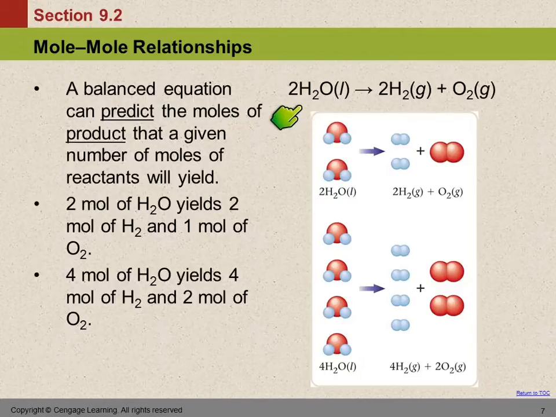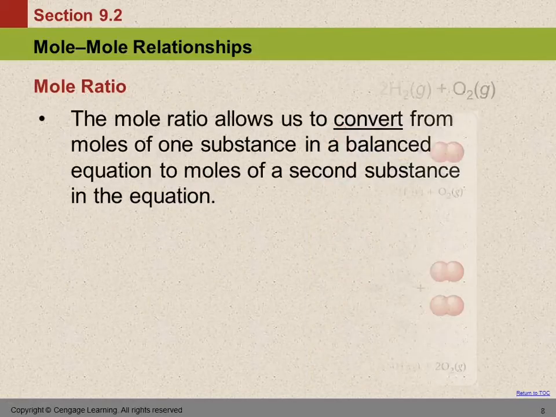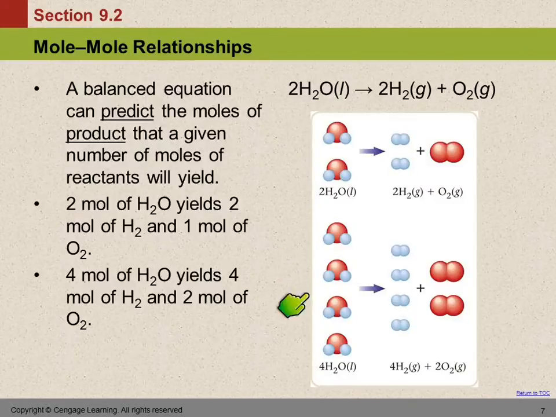Well, if that's true, 2 moles gives us 2 moles and 1 mole, then it's also true that if we doubled it, we would get 4 molecules giving 4 molecules and 2 molecules. That's just taking those coefficients and multiplying them. They're still in the same ratio. 4 to 4 to 2 is the same ratio as 2 to 2 to 1. So if we started with 4 moles of water, we'd get 4 moles of hydrogen and 2 moles of oxygen.